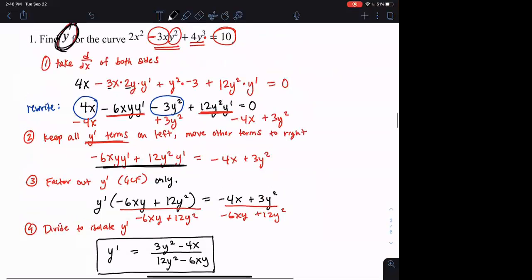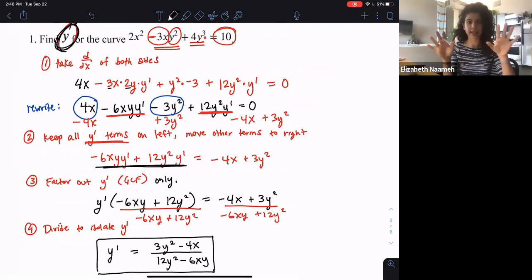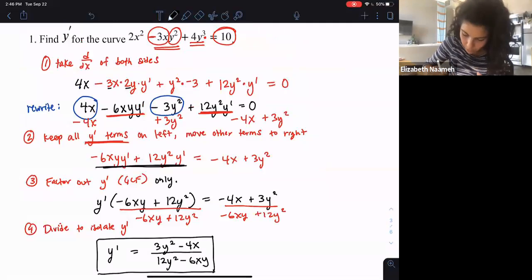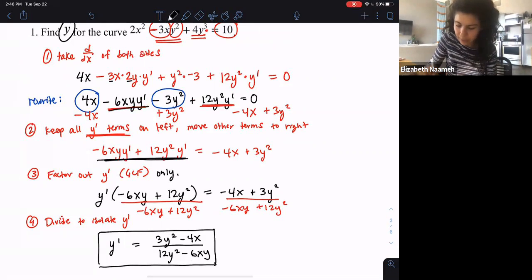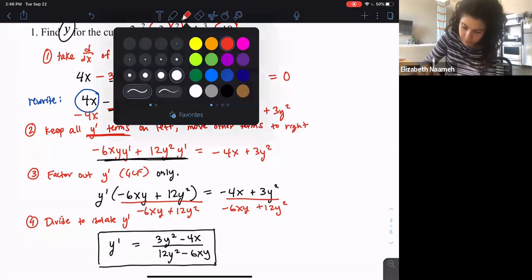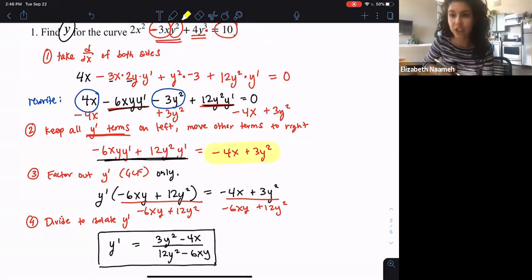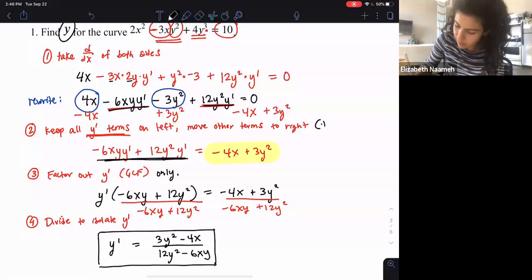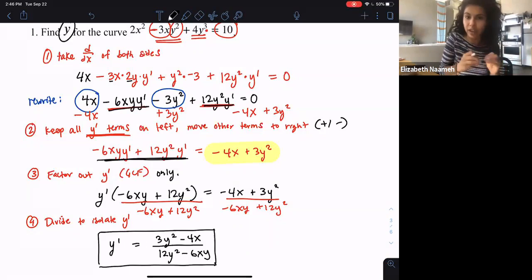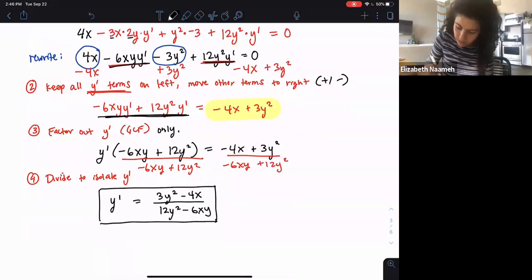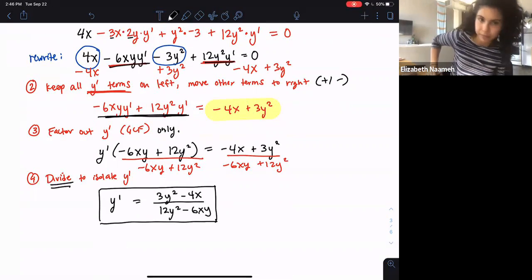Yay! So let's recap. What did we do? We took the derivative of both sides because it asked us for the derivative. Y prime, that's the derivative. But then we got a big complicated expression. So we moved all the y prime terms to the left. We underlined them and kept them on the left. And anything that didn't have y prime, we moved to the right, using addition and subtraction. Let me add that to my notes. Next, I factored out the y prime, since it was available in every term on the left. And in my last step, I used division to isolate y prime.